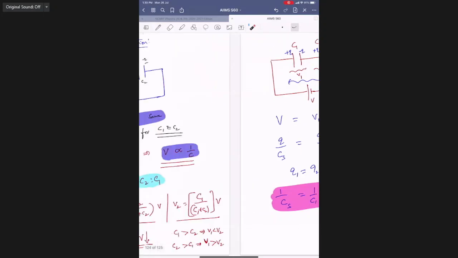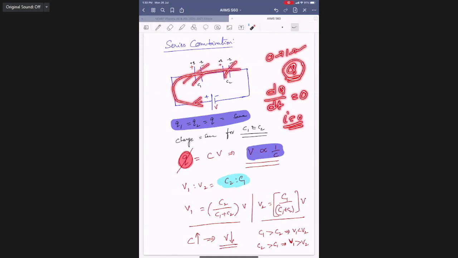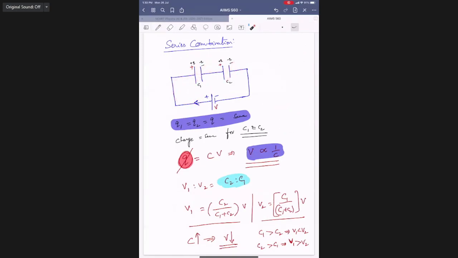In the circuit, current initially flows. After a long time, the current will become zero. Why will current not flow? The charge on the capacitor goes from 0 to 1, 2, 3 and so on, and finally reaches a maximum value Q. Once it reaches the maximum value, it cannot go beyond that, so dq by dt becomes 0. That means current becomes 0.